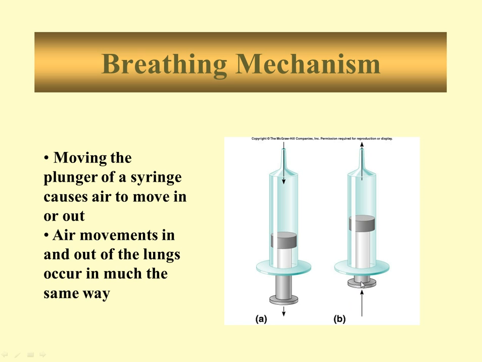So moving the plunger of the syringe causes the air to move in this case. In B, we see we're pushing the plunger in. So we're decreasing that space, decreasing the volume, so the pressure is going to be inverse, which means just the opposite. As the space becomes smaller, the volume becomes smaller, the pressure will increase, and the air will be pushed out. So air moves in or out of the lungs in much the same way. It depends on atmospheric pressure.